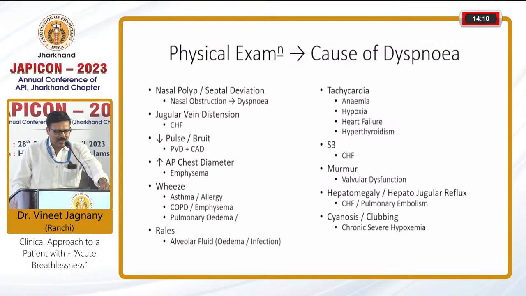Physical examination is equally important, as we see nasal polyp with nasal obstruction which leads to dyspnea. Jugular venous distension can be seen in congestive heart failure.